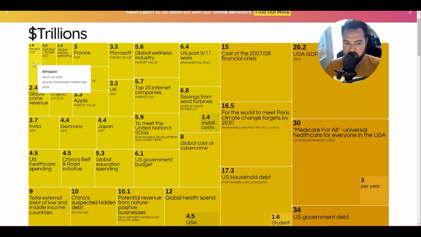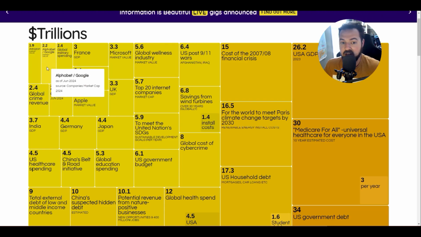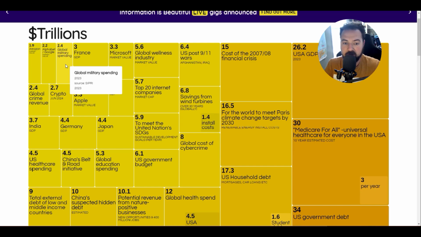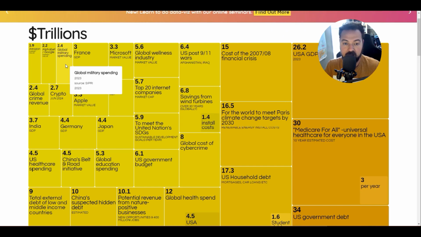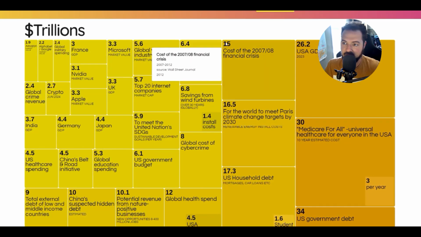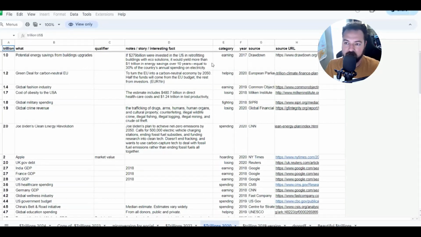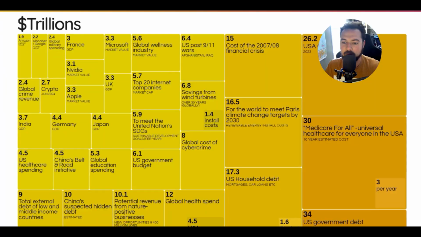So if you go, this is 1.9 trillion. That's the amount that Amazon's worth in market value. And then you see Google, and then surprisingly right below it, global military spending. So the total amount that all militaries in the world spend is apparently 2.4 trillion. They have all their sources again in this sheet if you have any questions on that. I know I do, so I'm kind of taking this at face value.